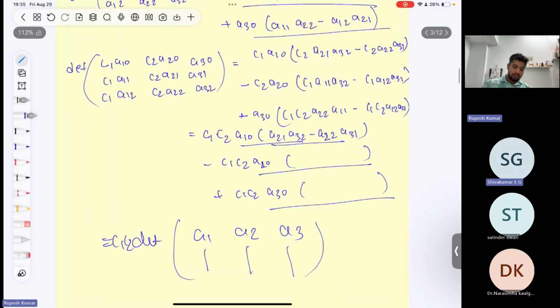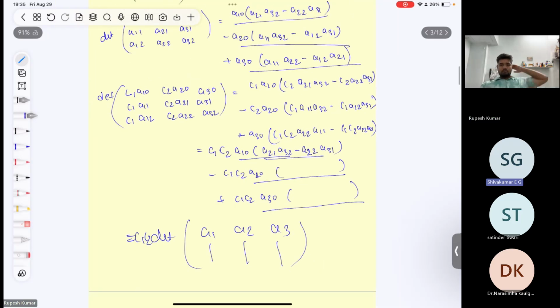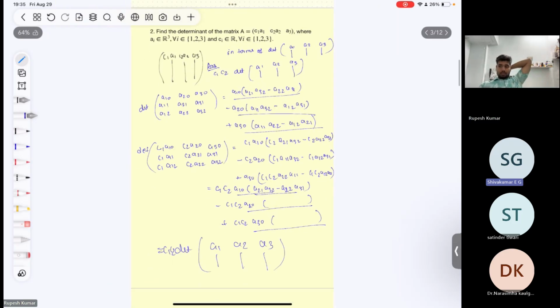Is this clear? We simply expanded the formula for determinant and you can see the property coming out to be true. Everyone, is this clear? Do you have any doubts in this? Anyone? Do you have any doubt? Please type in the chat box.